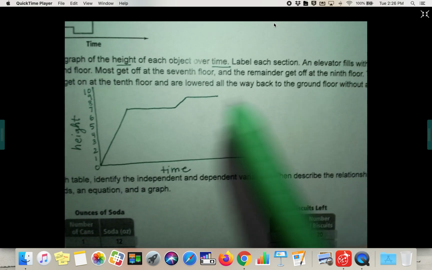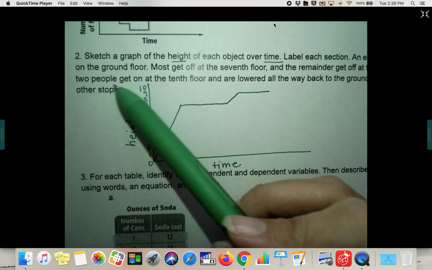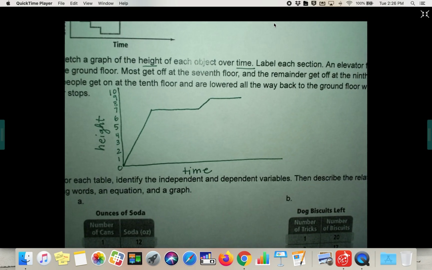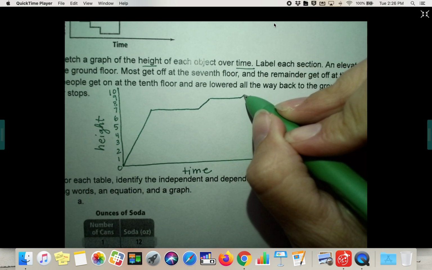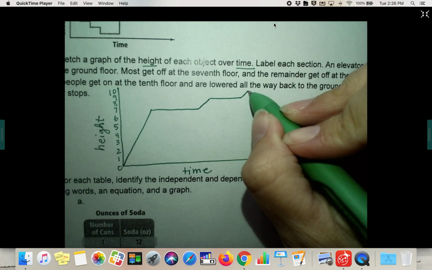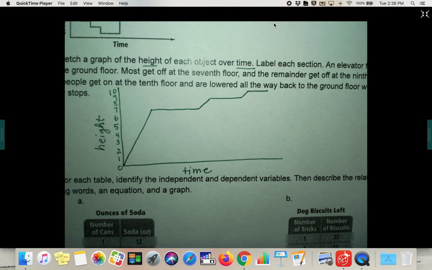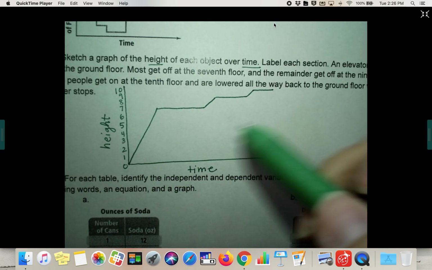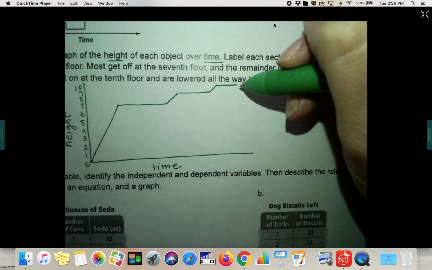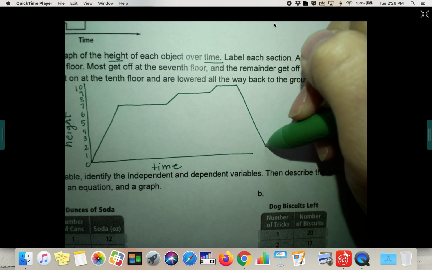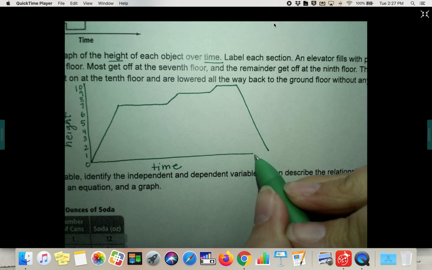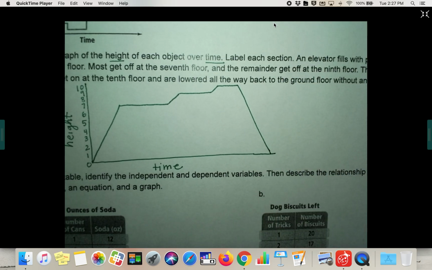Then it says, then 2 people get on at the 10th floor. So we need to go up again to the 10th floor, let a couple of people get on. So we're going to pause there. And then they get lowered all the way back down to the ground floor without any stops. So this one can be a little bit sharper. It can be a little bit faster declining because there's no stops in between there.